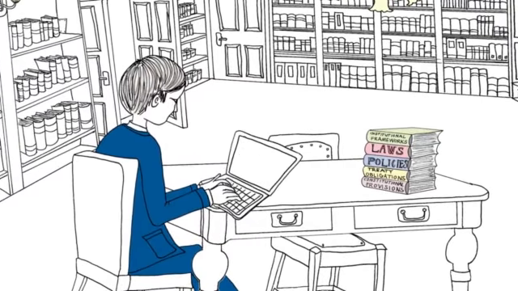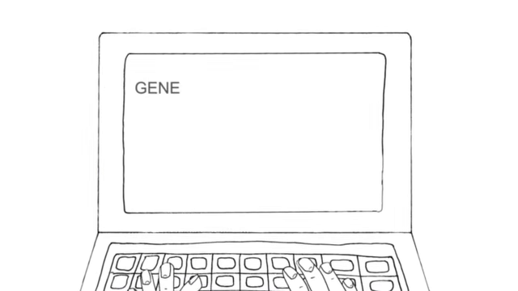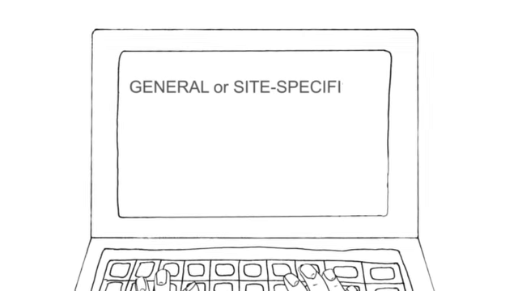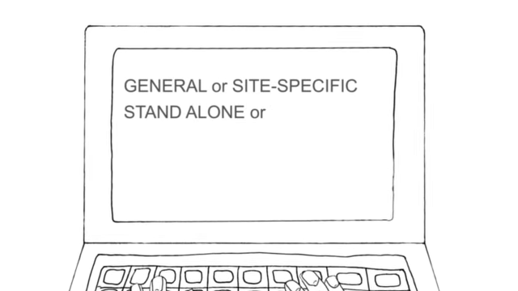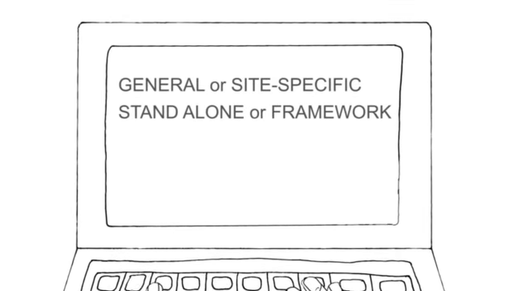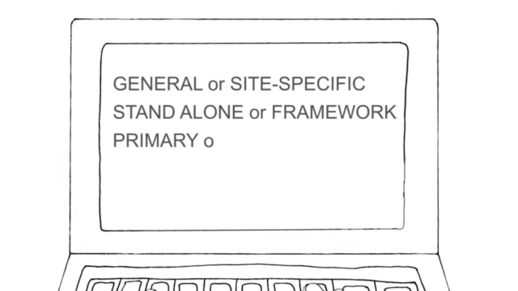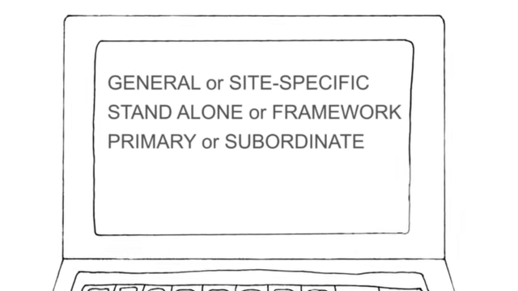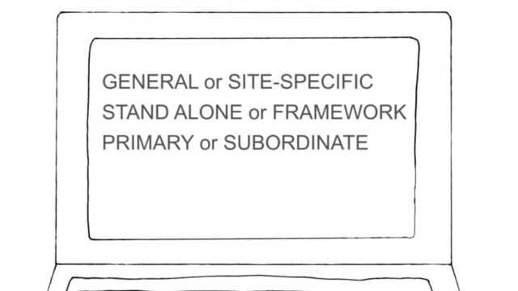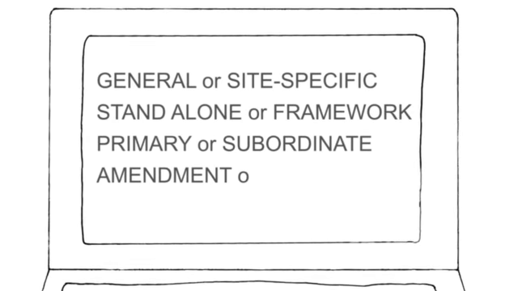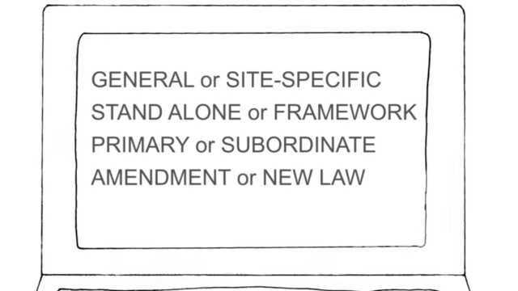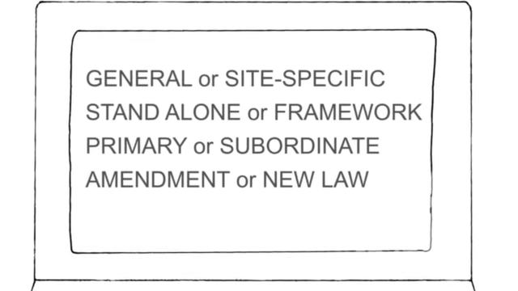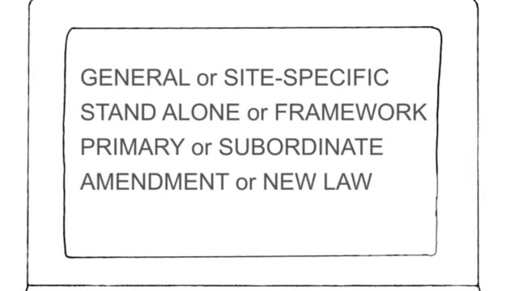A protected areas law can be general or site-specific, standalone or part of a larger environmental framework, primary or subordinate, such as a regulation. In some cases, a drafter may be amending an existing law rather than establishing a new one. This will involve similar pre-drafting preparations.